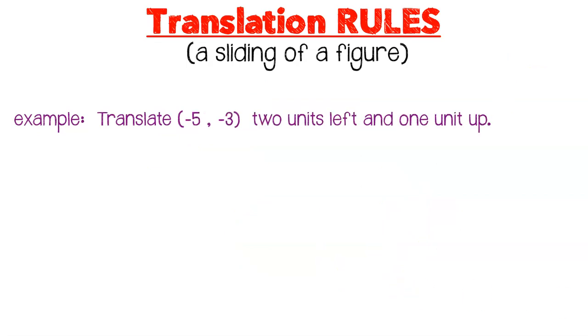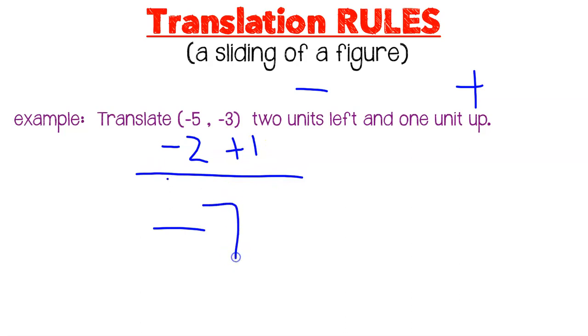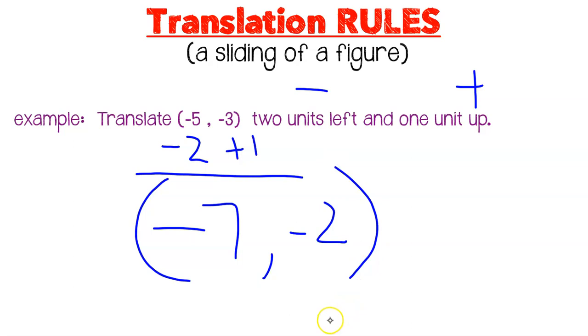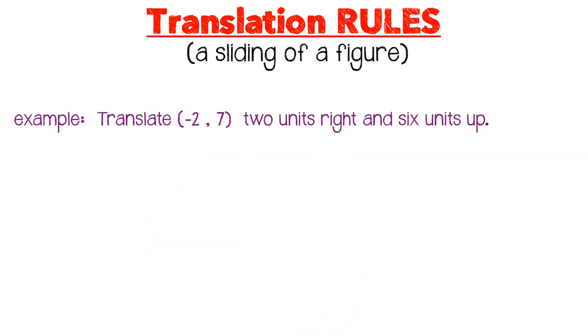One more time. Translate (-5, -3), 2 units left, 1 unit up. As soon as your brain can figure out those operations, the rest is pretty easy math. Minus for the 2, plus for the 1. Now for some of you, you may want to use a calculator to do that math. All right, one last time. 2 units to the right, 6 units up. Taking those notes might help you.